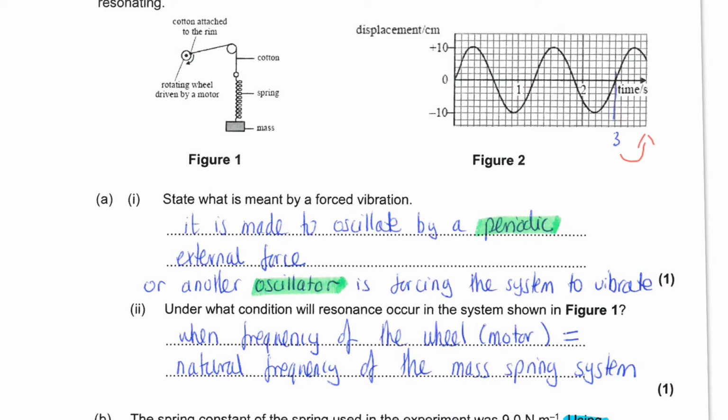Next, under what condition will resonance occur? Well, resonance always occurs when a driving frequency equals a natural frequency. You just have to match that general description to the specific situation that we have in front of us here. So the driving frequency is the frequency of the wheel or the motor, and the natural frequency is the natural frequency of the mass spring system.